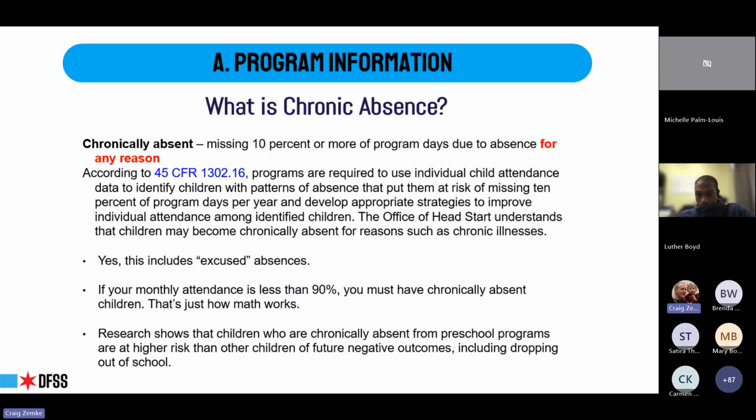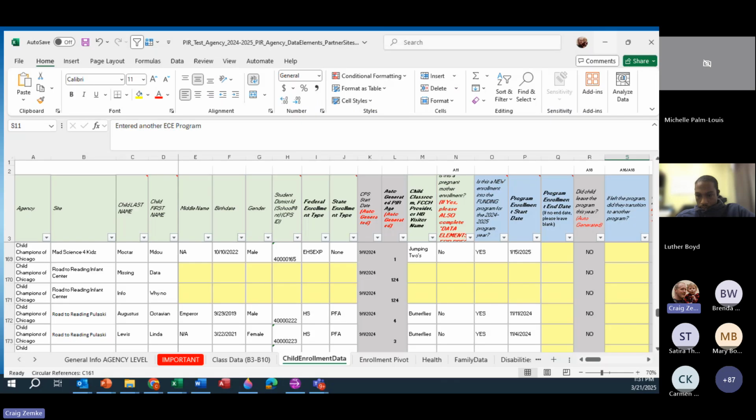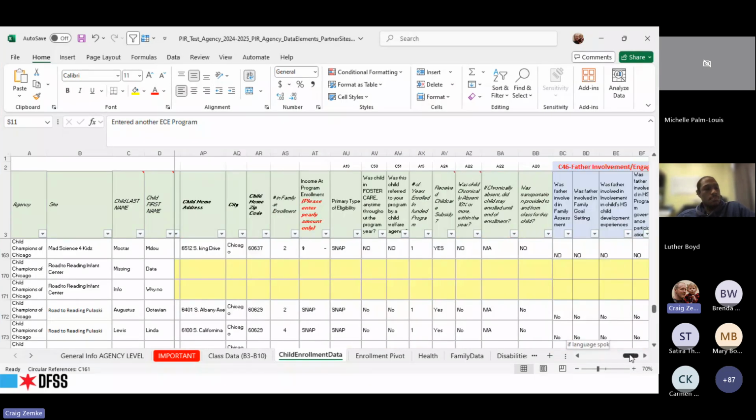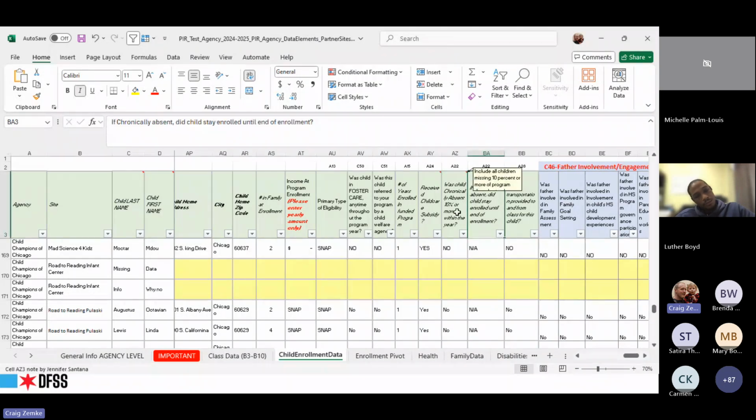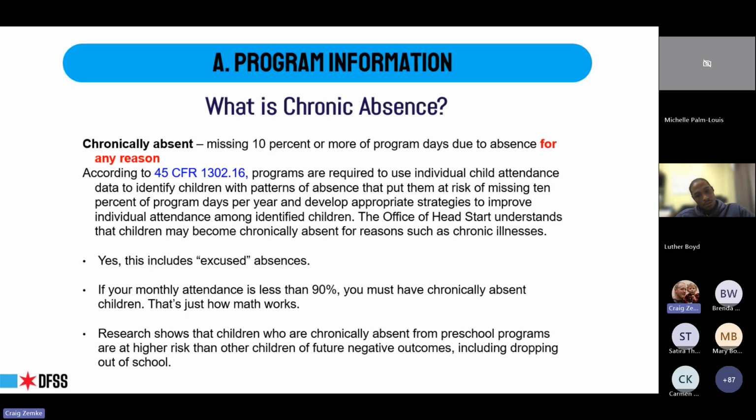There's a question now about chronic absence. So on our spreadsheet, it gets towards the end here, it's going to ask, was the child chronically absent? That is 10% or more. Chronic absence here is defined as children who are absent more than 10% of the year, and this is on an individual basis. First of all, this is all absences. This does include excused absences. It doesn't matter that they were on vacation or sick or whatever, it still counts as an absence.